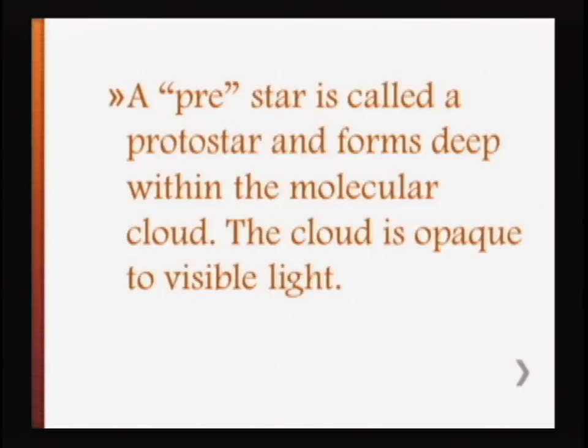So this protostar then is basically what you have in the process of forming a star, and that's going to form deep within the molecular cloud. Now the problem is that molecular cloud is really cold, and so it's really not going to be shining with its own light in the visible part of the spectrum. And so that cloud is basically opaque to visible light, but it's not opaque to infrared.